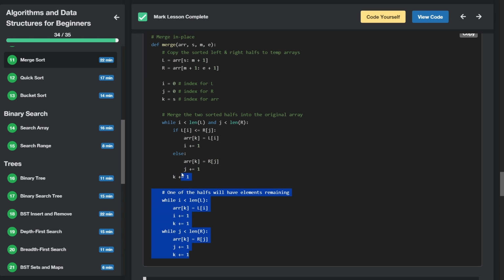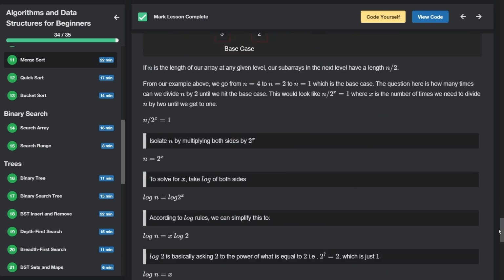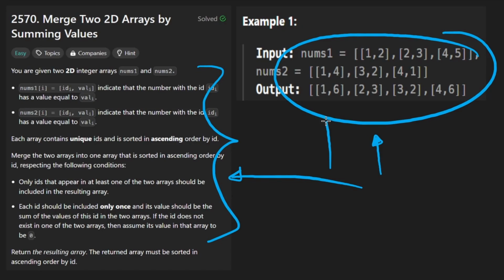The code overlap is going to be like 80 or 90%. It's going to be pretty much the same as this. So again, if you understand this, you should really easily be able to solve today's problem. Let's get back to this.